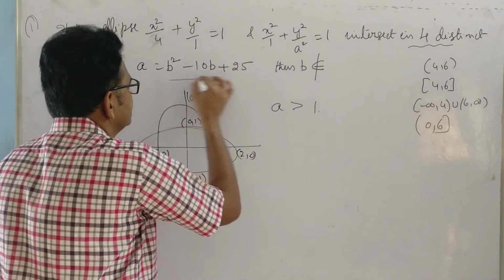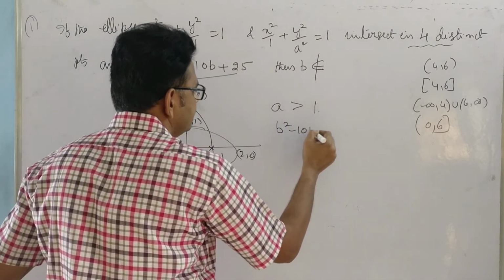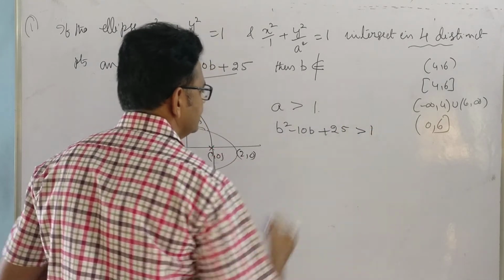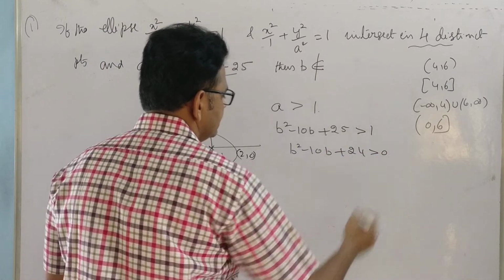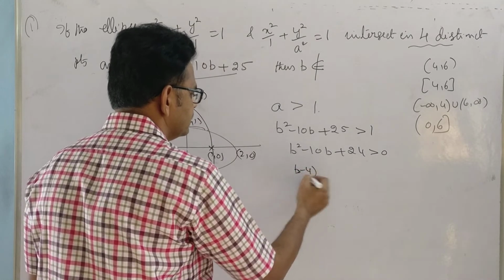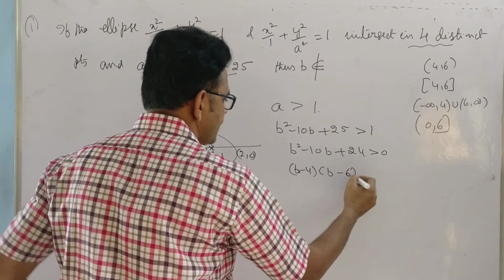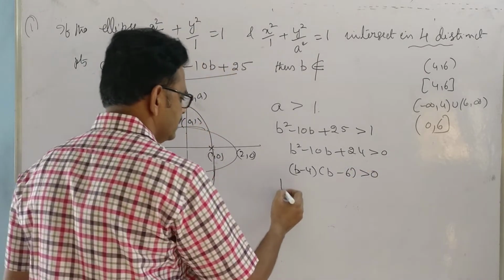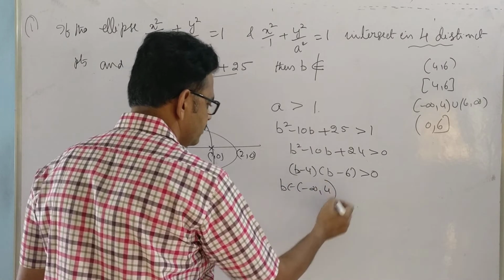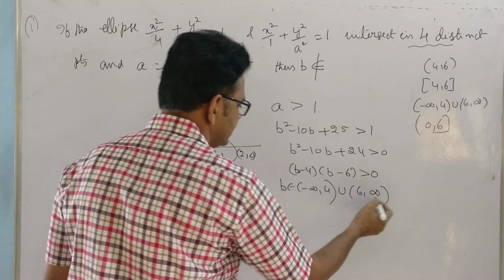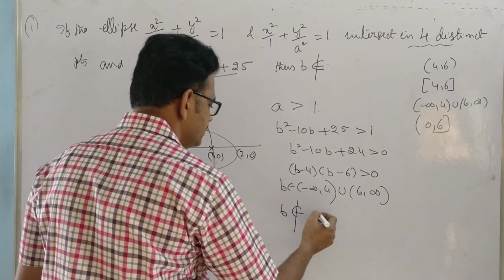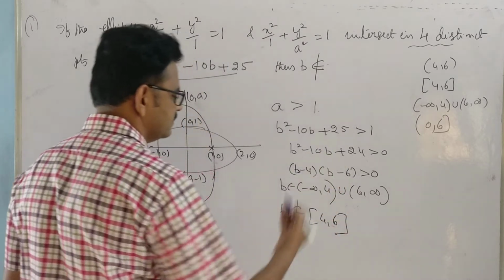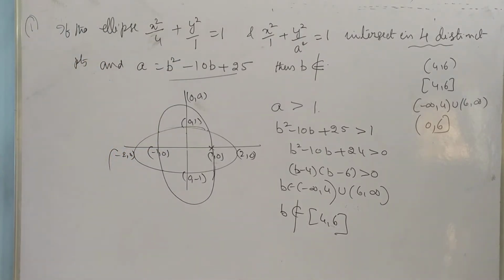And what is a equal to? This is b² minus 10b plus 25, which is greater than 1. So b² minus 10b plus 24 is greater than 0. Now the factors: (b minus 4) into (b minus 6) is greater than 0. Therefore b belongs to minus infinity to 4 union 6 to infinity. But the question is b does not belong to, so b does not belong to [4, 6], that is the closed interval. That is the answer.